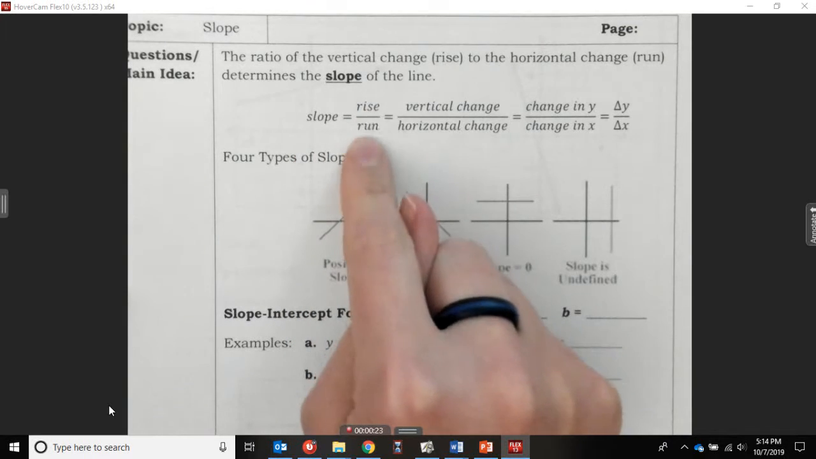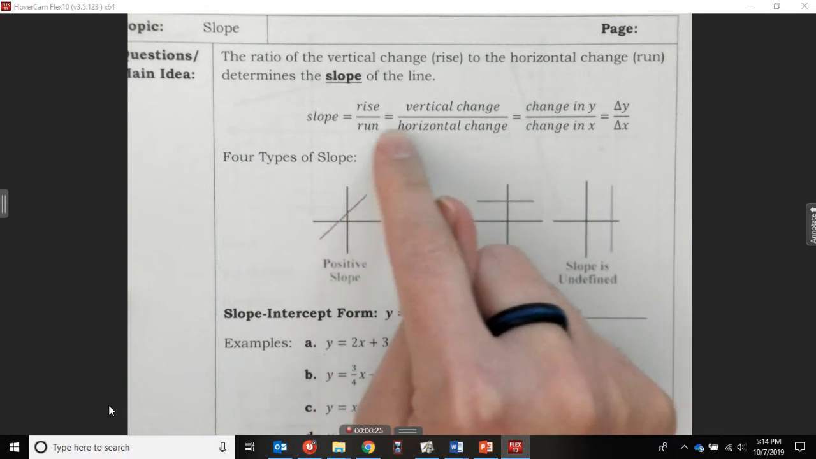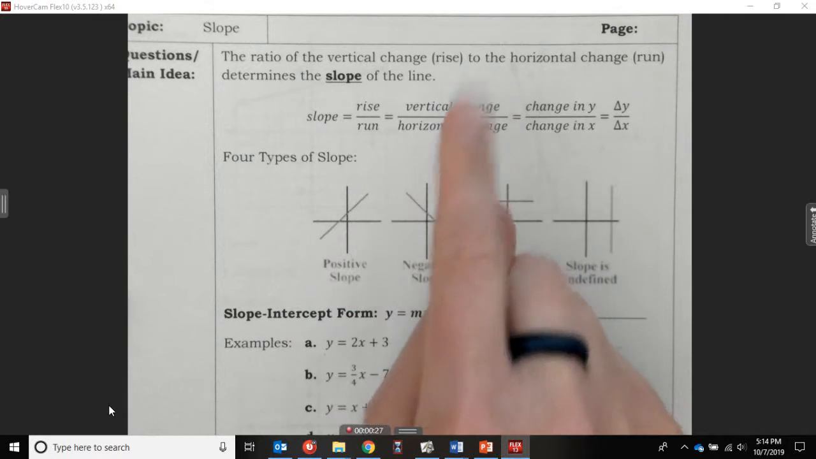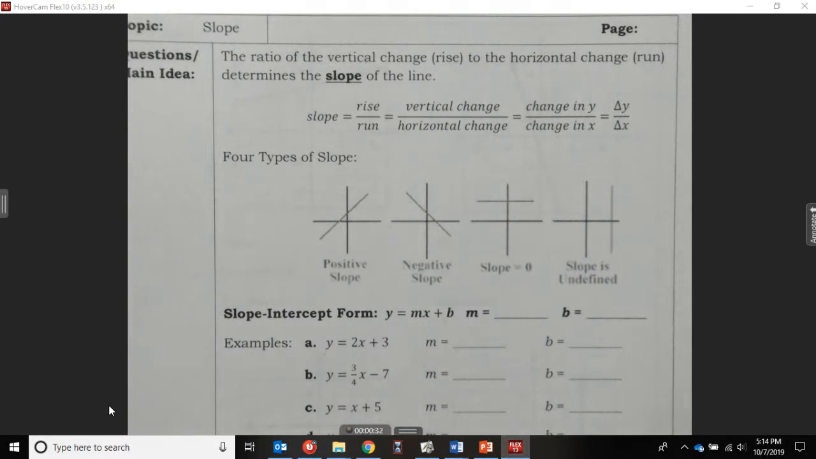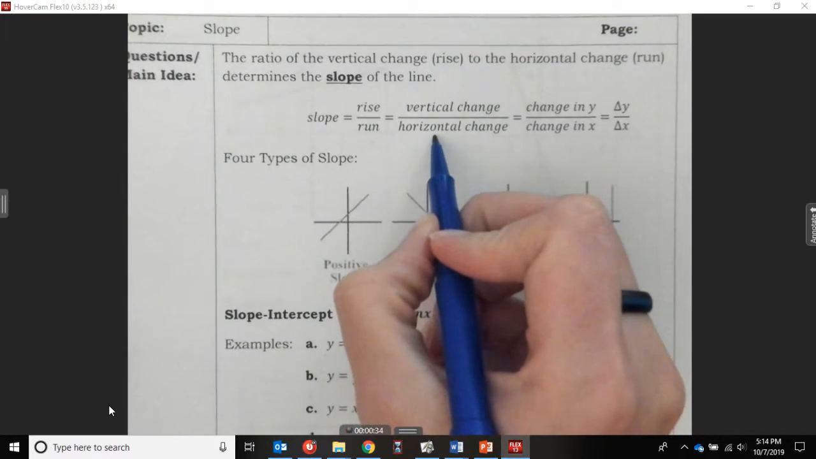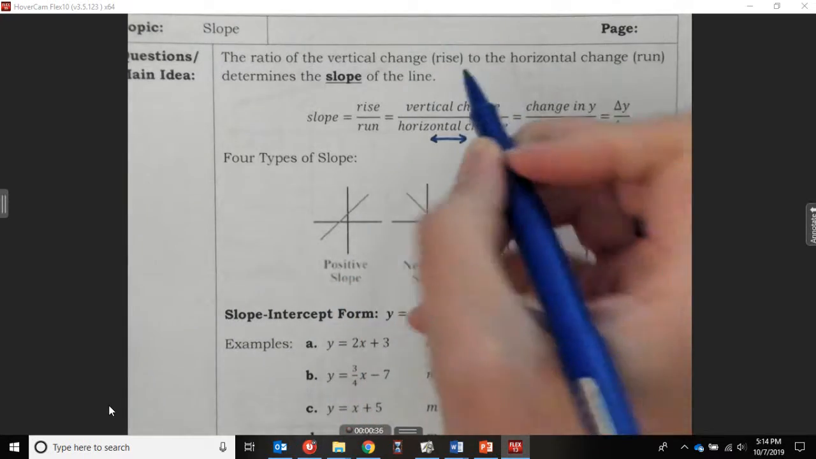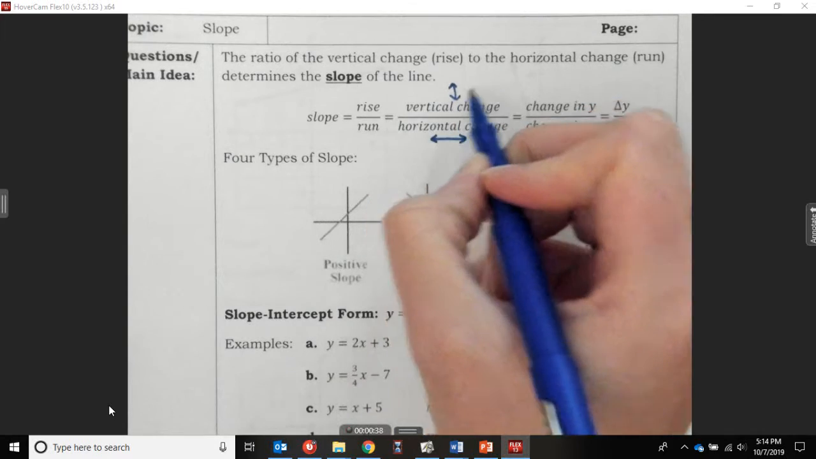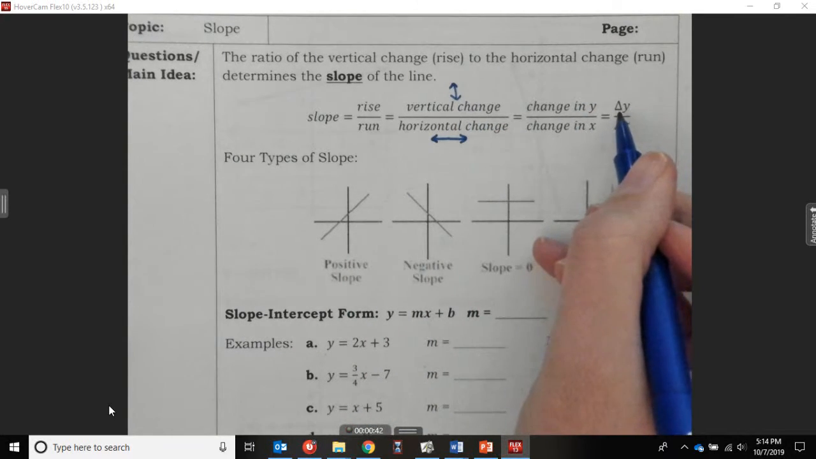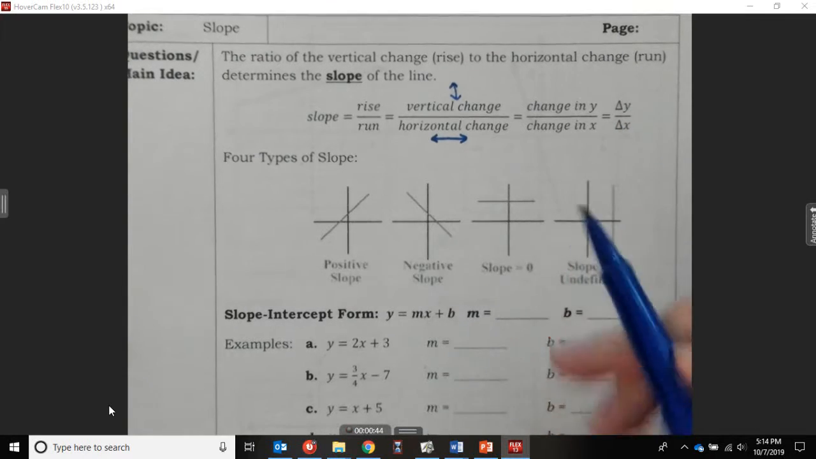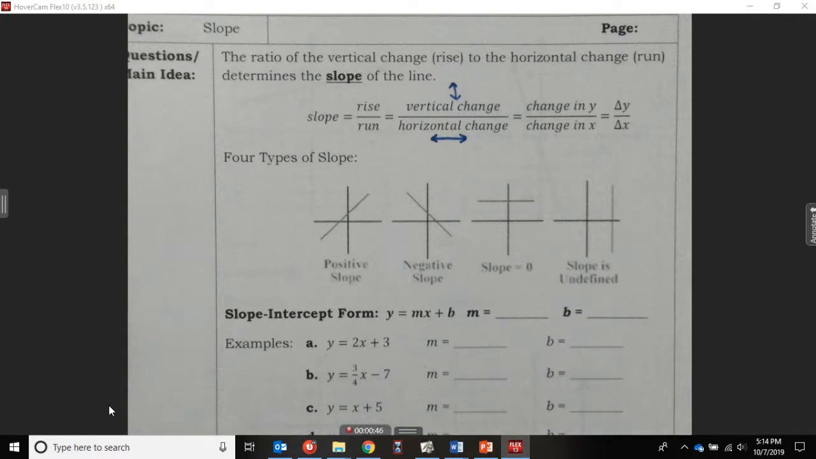A lot of times on a graph we say rise over run, but it's also your vertical change, which is your up and down, to your horizontal change, which is your run. If you're not sure what these words mean, vertical is up and down, horizontal is side to side. Then when we look at a table, we say change in y over change in x. And so there are 4 types of slope.